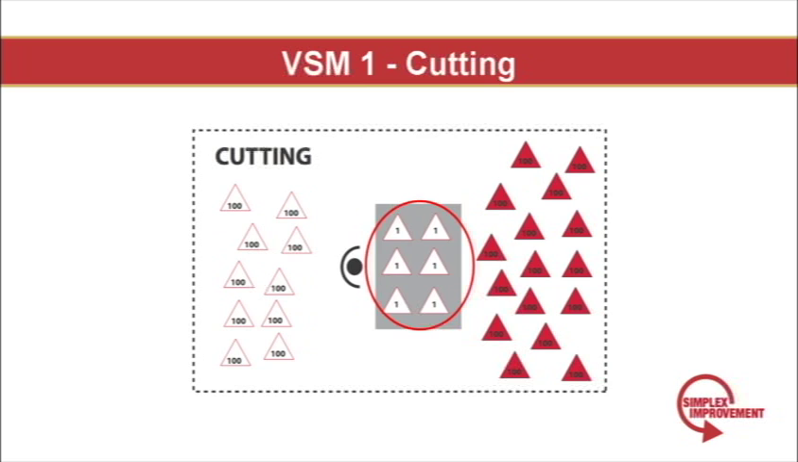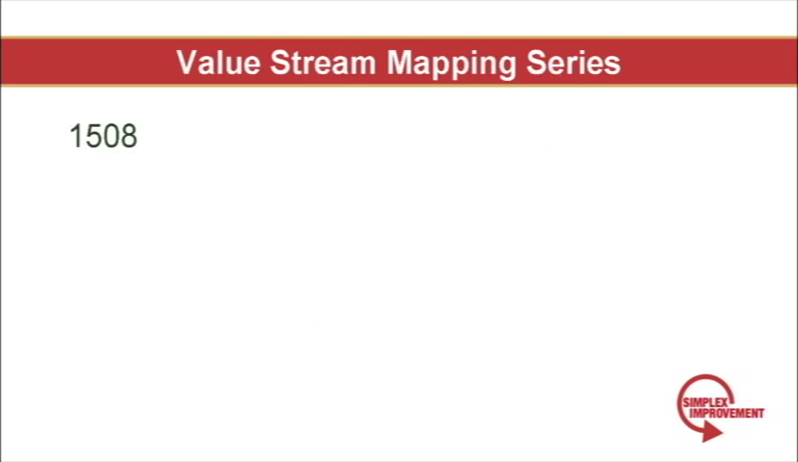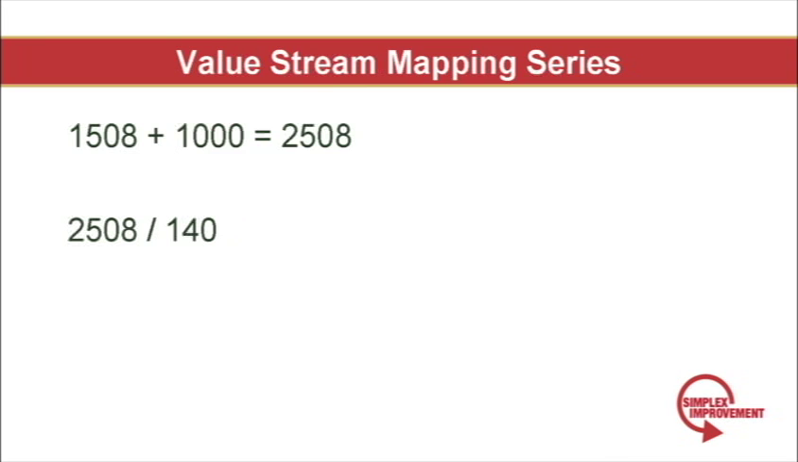So we have to go back and erase the original number of 1508 because I found more WIP at the next station. Now do you see why we do this in pencil? So 1508 plus 1000 gives me a grand total of 2508. Again, I divide this by 140, and that gives me 17.9 days.